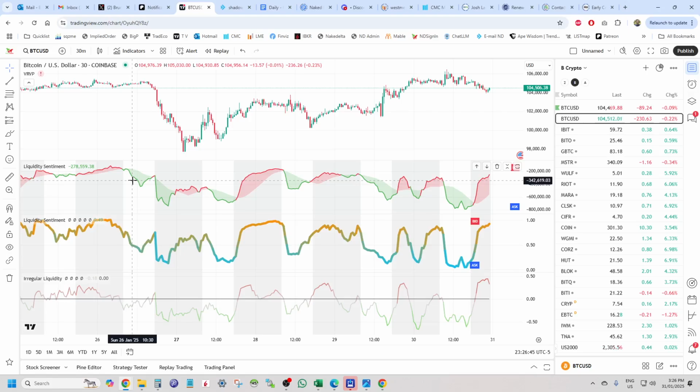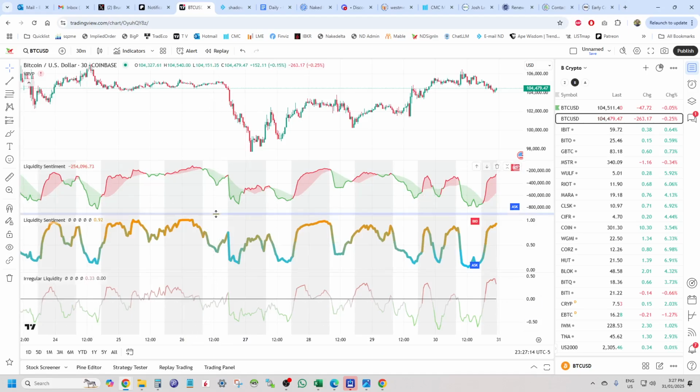Three different liquidity sentiment indicators, and finally the new irregular liquidity indicator, which I will be publishing soon to everyone that's already got our liquidity sentiment or any of our Patreon people. But I'm here to describe the difference between the three and why the new one is helpful. So I'll go down in order of when they were made. Our first one here is our original liquidity sentiment indicator.